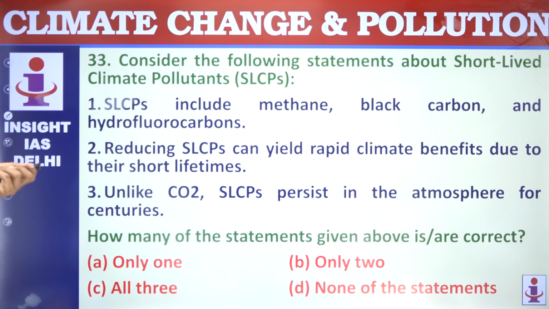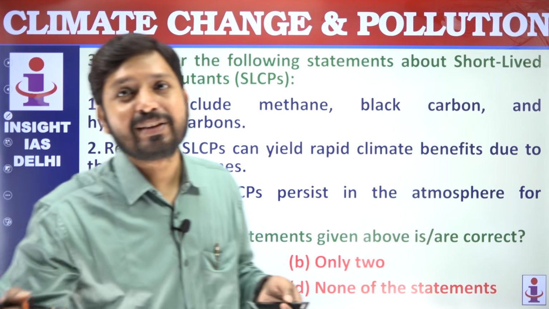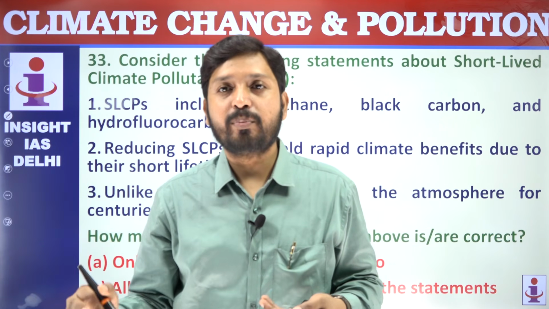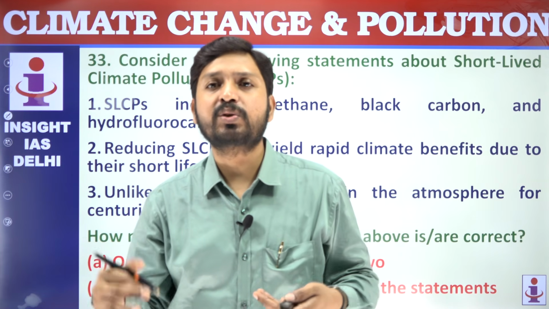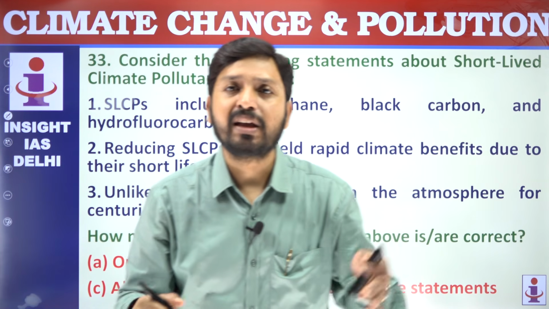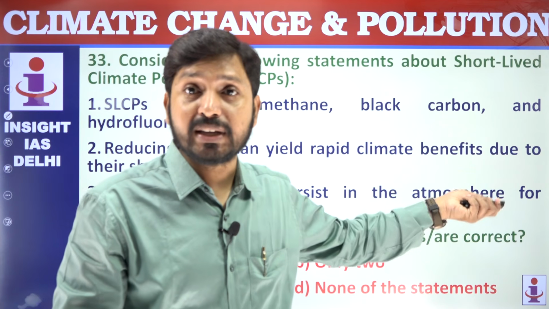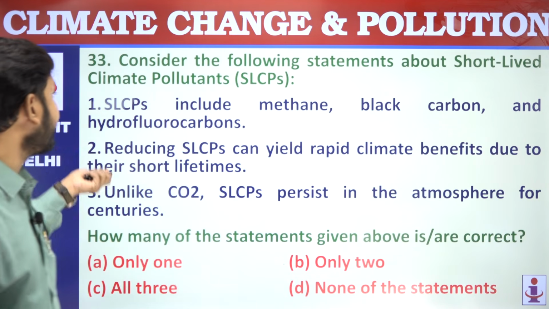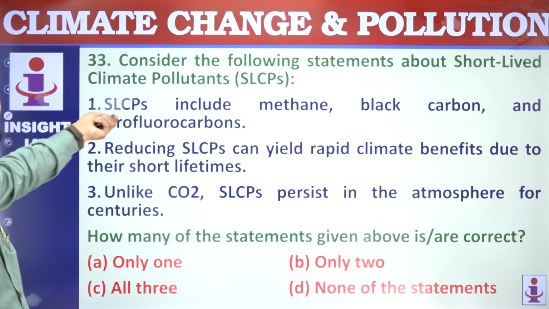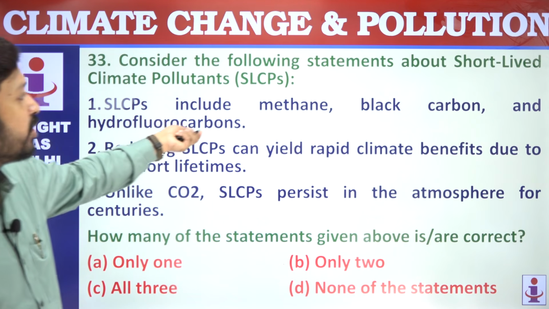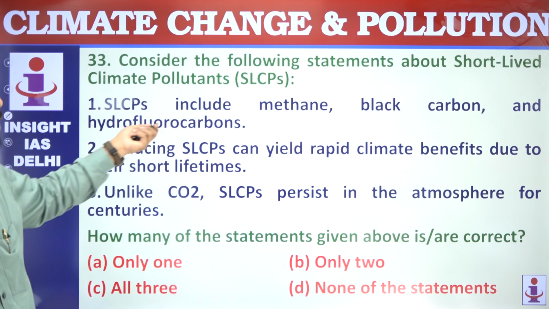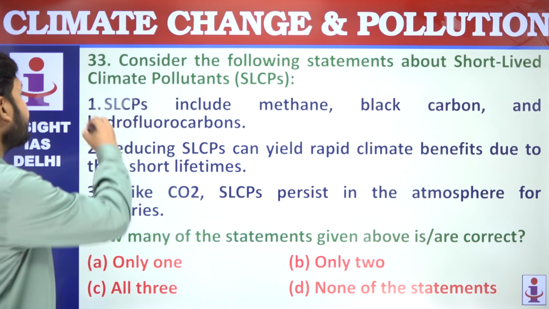Consider the following statements about short-lived climatic pollutants. Remember, short-lived means their life cycle, or the time they stay in the atmosphere, is very short, a number of days or months. So they will come back to the earth's surface very fast. For example, earlier we have seen that black carbon is a short-lived pollutant. So let's see what they have given. Short-lived climatic pollutants include methane, black carbon and hydrofluorocarbons. Yes, this is the true statement.